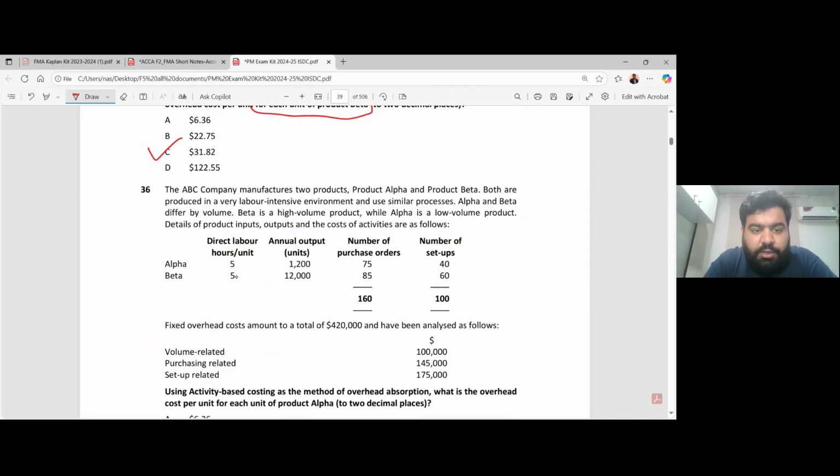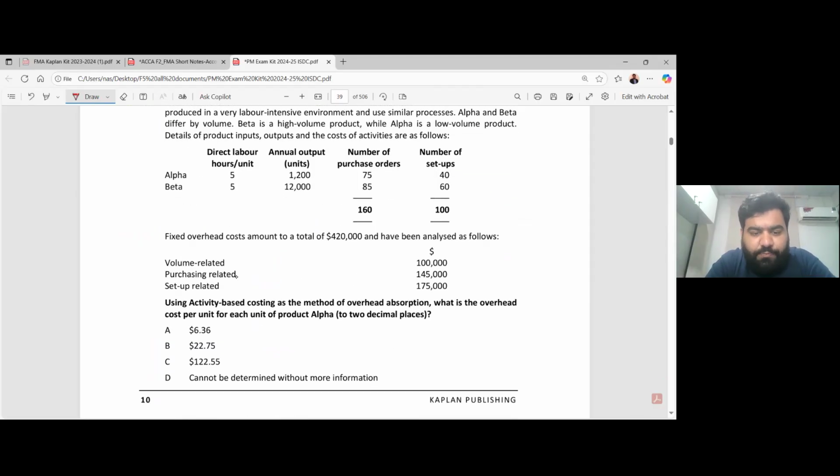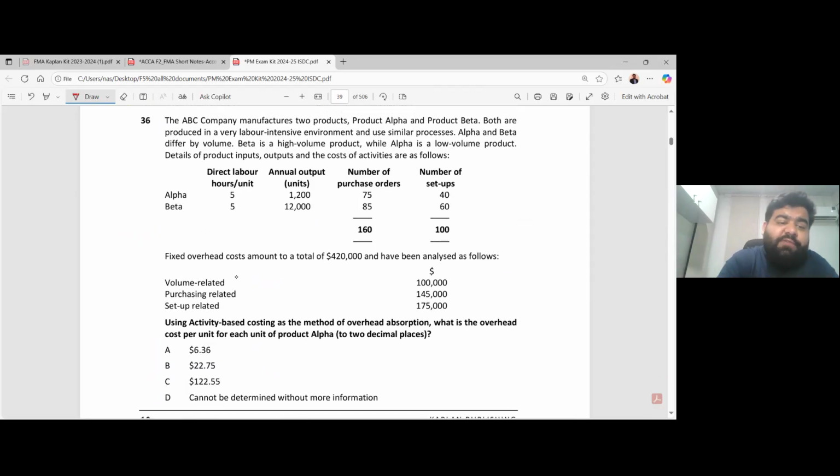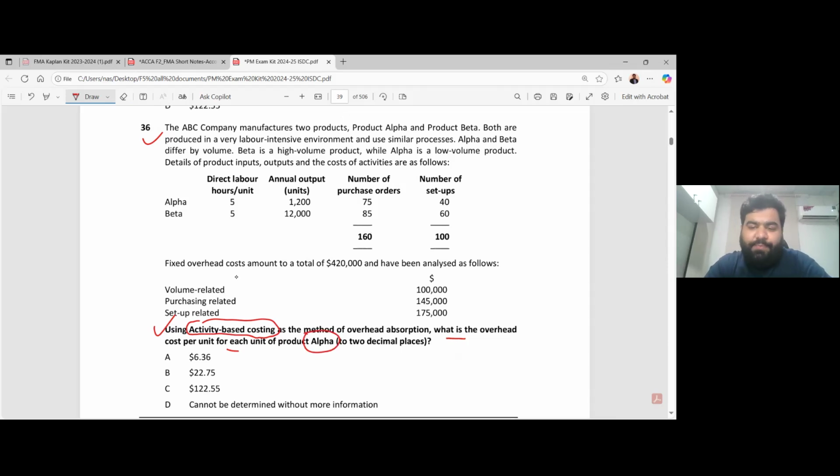Okay, the question I think is again the same. Even one word is not changed in the question, but the requirement is changed. Now he is asking us to calculate using ABC. Using ABC, what is the overhead cost per unit for each unit of alpha? Now we have to calculate completely. Now we know we have three types of overheads. We'll calculate three types of OAR.